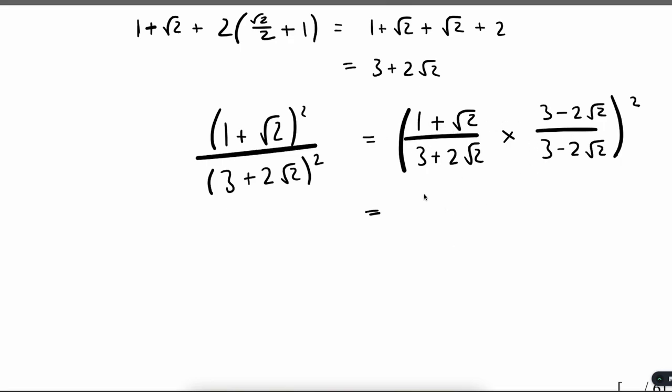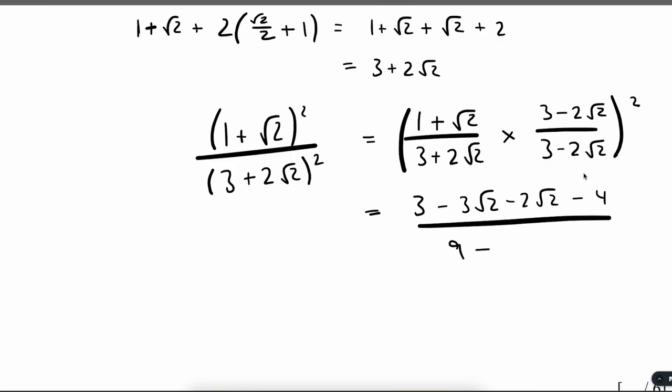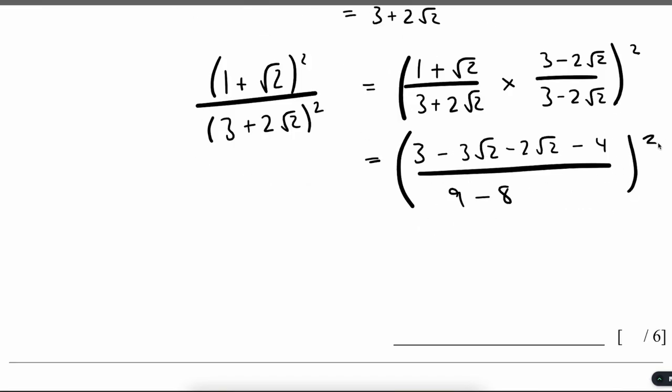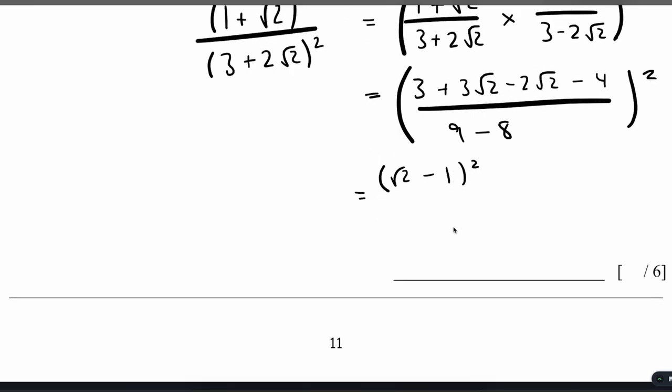So 3 on top, and then minus 3 root 2, minus 2 root 2, and then minus, so that's minus 2 times 2, which is minus 4, all over 9 minus, and then that's going to be 8. So, and that all is squared. So we get root 2 on the top, minus 1, over 1 all squared, which is just that. Root 2 minus 1 all squared.